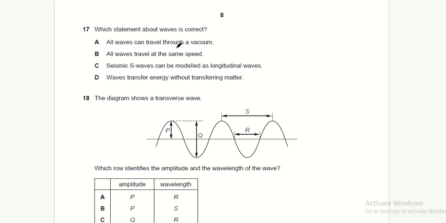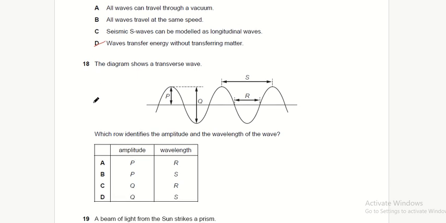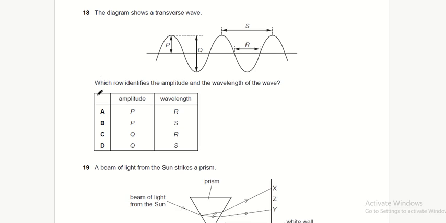Waves travel through a vacuum, not all waves, only electromagnetic waves travel at the same speed, not necessarily a seismic wave longitudinal. No, this is the seismic P wave, not the seismic S wave. Seismic S waves are transverse, so waves transfer energy, not matter. Amplitude is B, wavelength is S.